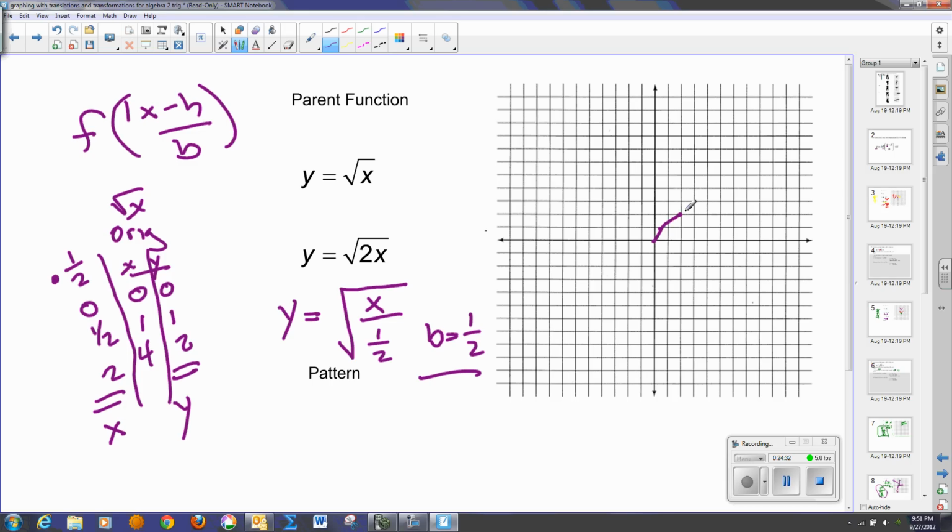It's kind of a squeezed in version. And again, I'm going to check a point of 2, 2 and make sure I graphed this right. Plug in 2 here, get a 4. Square root of 4 is 2. I graphed it right. So let's summarize once again.